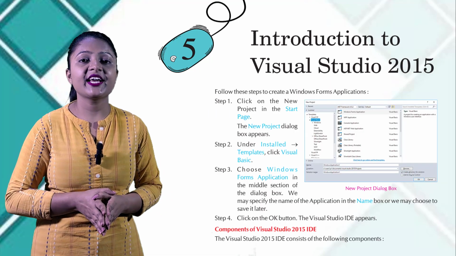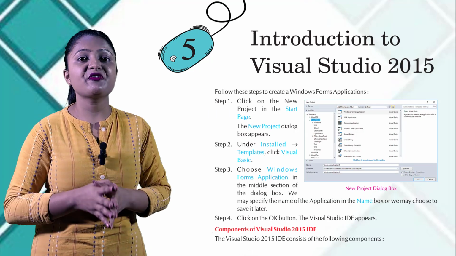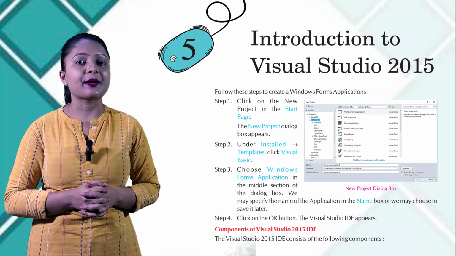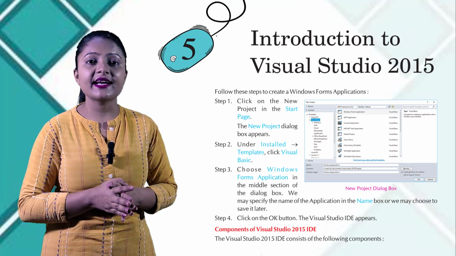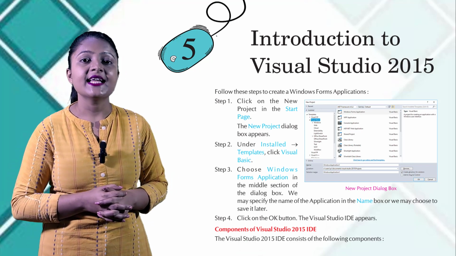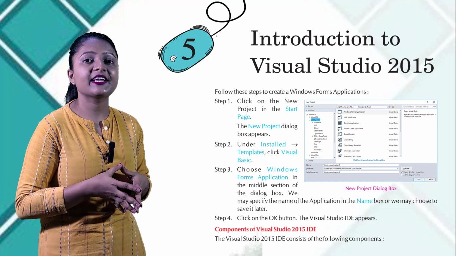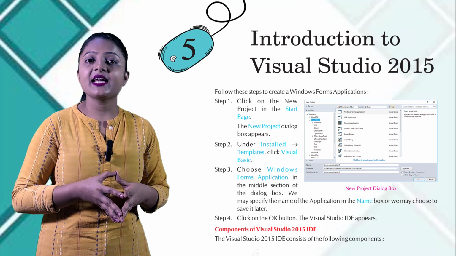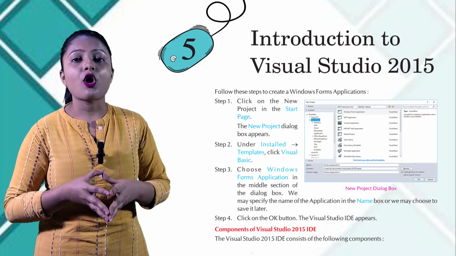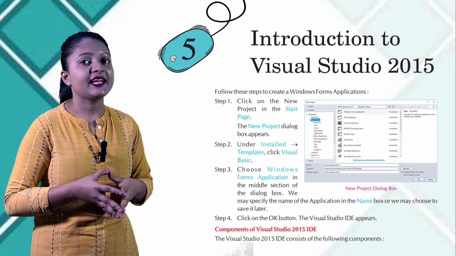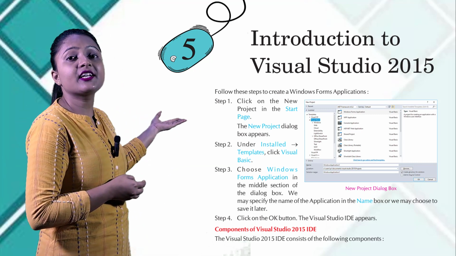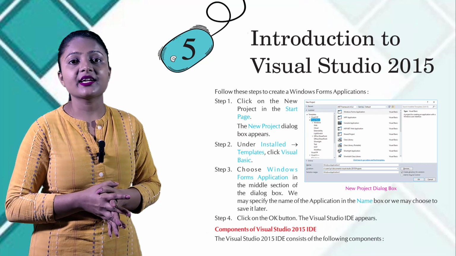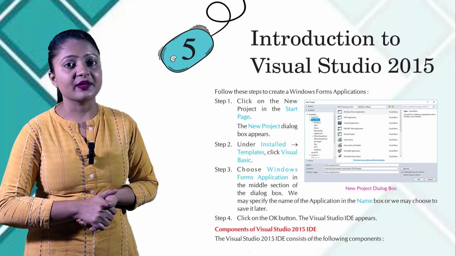Follow these steps to create Windows Forms application. Step 1. Click on the new project in the Start page. The new project dialog box appears. Step 2. Under Install then Template, click Visual Basic. Step 3. Choose Windows Forms application in middle section of the dialog box. We may specify the name of the application in the name box or we may choose to save it later. In this image, you can see the interface for new project dialog box. Step 4. Click on OK button. The Visual Studio IDE appears.